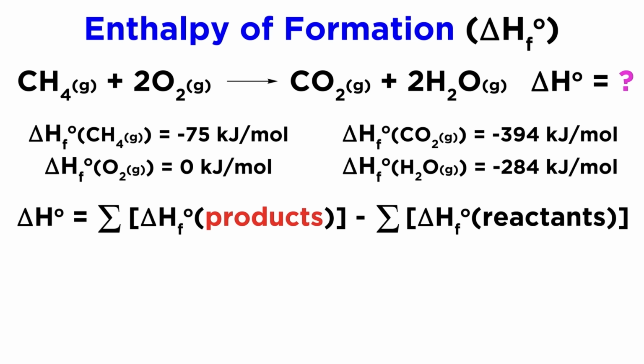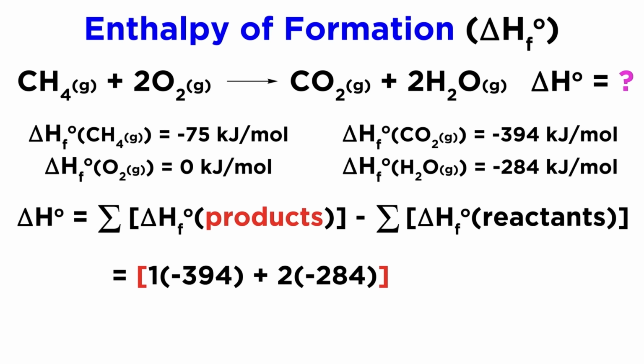Now we take the products first, so we plug in our value for CO2 as well as our value for water vapor, making sure to multiply that one by 2 since it has a coefficient of 2 in the balanced equation. Let's place all of that in brackets. Then let's list the reactants. We have methane, and then the 0 for oxygen, times 2, which will still be 0, but let's write it out just to be thorough. Let's place all of that in brackets as well, and subtract this whole second term from this first term.